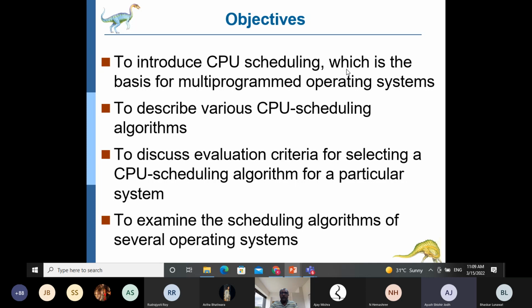So we will introduce CPU scheduling in the context of multi-programmed operating systems, and describe the various CPU scheduling algorithms. Then we'll discuss the evaluation criteria, meaning which parameters are used to evaluate these scheduling algorithms. And finally, we'll see how these scheduling algorithms are supported by the operating systems.